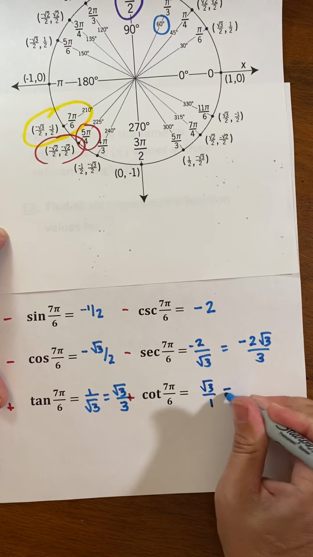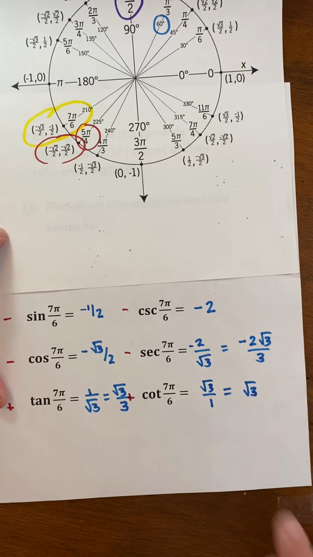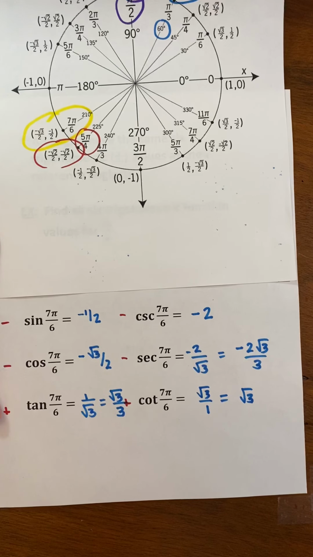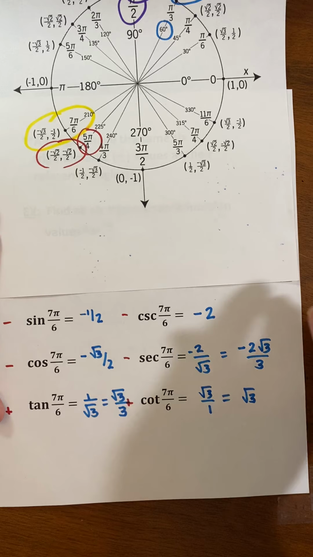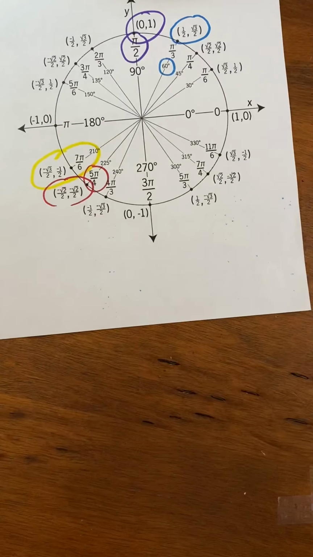Square root of 3 over 1, which is the square root of 3. If we flipped the square root of 3 over 3 and rationalized it, we'd still get square root of 3. So there's your 6 trig functions for 7 pi over 6. So you might say, oh, why did you bother even saying this about the reference angle?